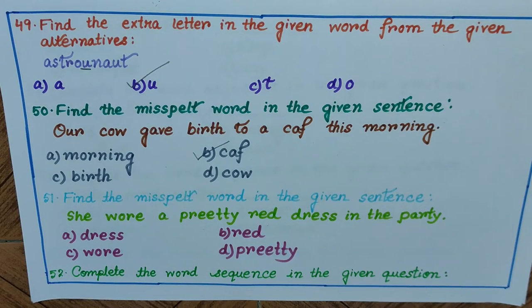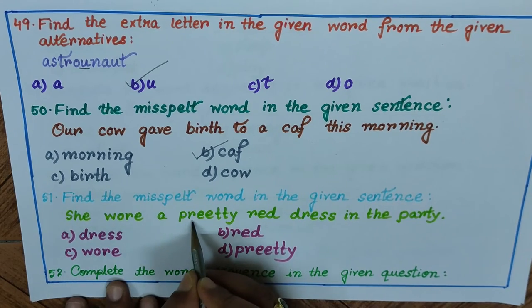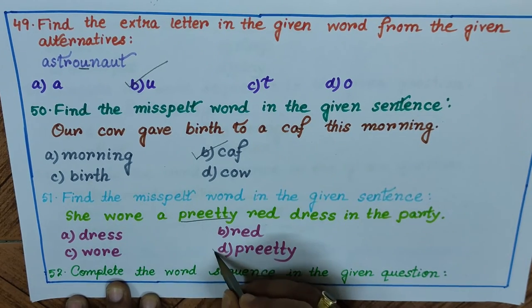Question 51. Find the misspelled word in the given sentence. She wore a pretty red dress in the party. The spelling of pretty is wrong. Okay. So, D is the right answer for us.